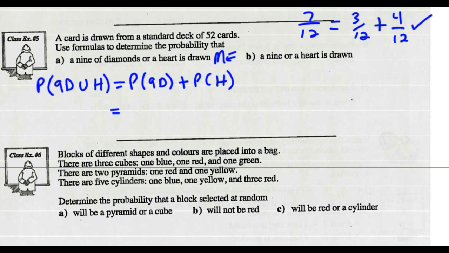All right, so the probability of a 9 of diamonds, well, there's only one 9 of diamonds in the deck out of 52 cards. The probability of a heart, there are 13 hearts in the deck out of 52 cards. So the probability of a 9 of diamonds union a heart would be 14 out of 52. Or in lowest terms, we'd say 7 out of 26.